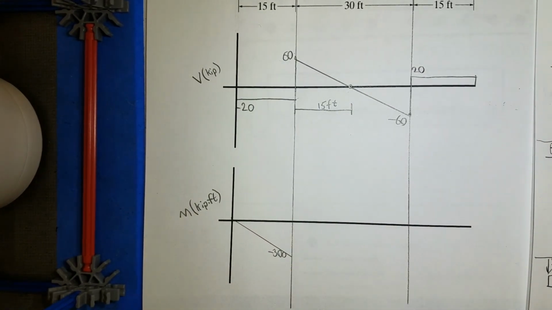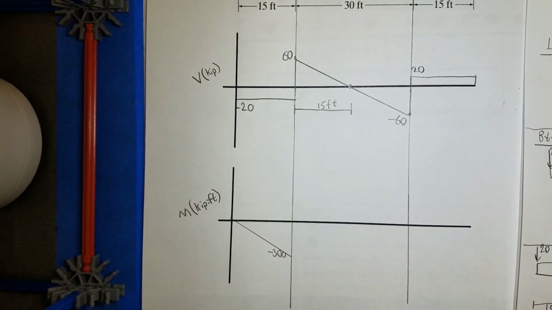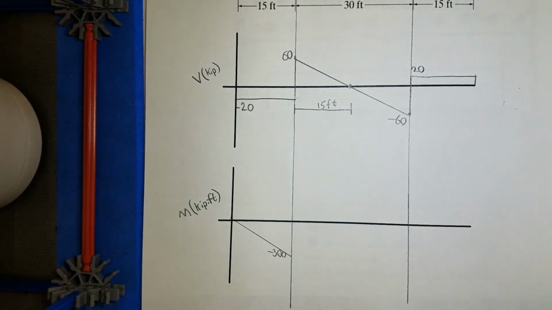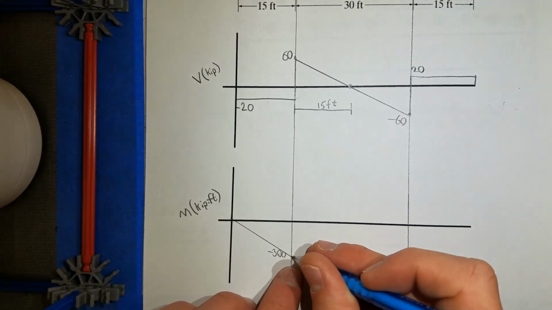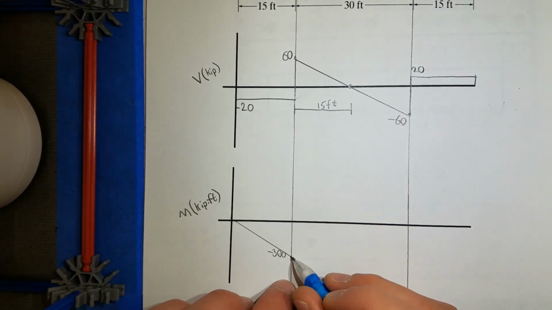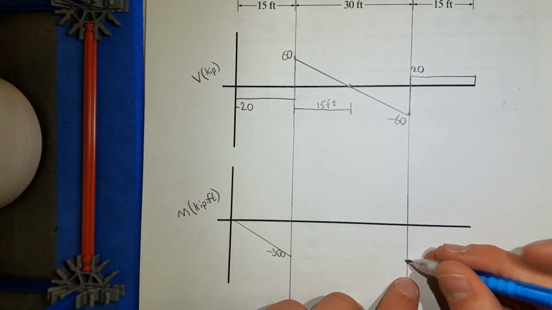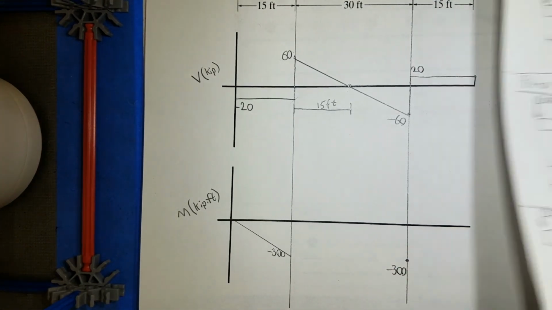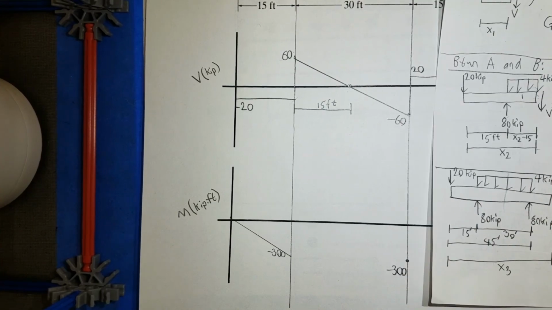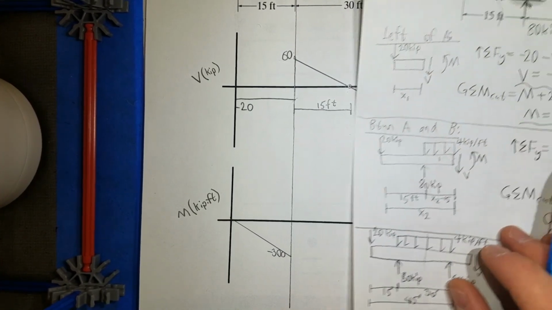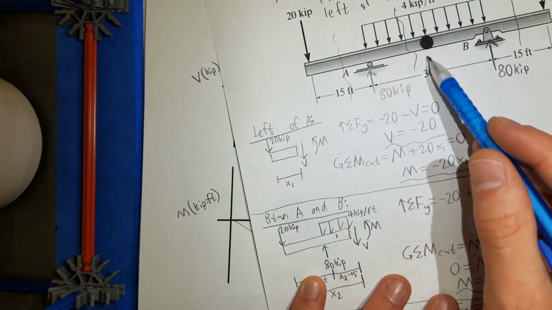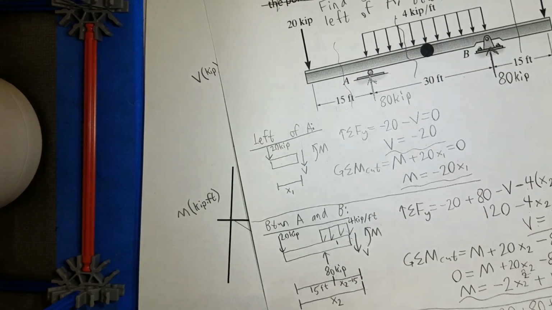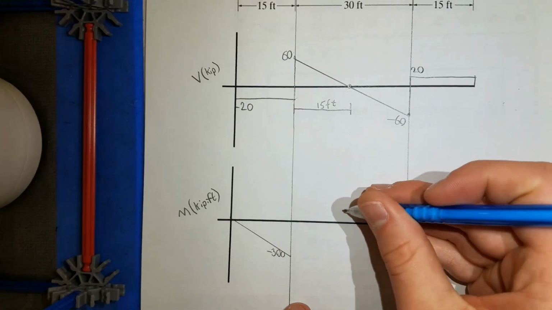So if we solve for what it is at the beginning, I'm not going to show you the work for that. I'm just going to tell you that at the beginning, we get negative 300 feet. And then at the end, we get that it's also negative 300 feet. And in the middle, when x2 is equal to 30 feet, right in the middle there, we're going to get 150.